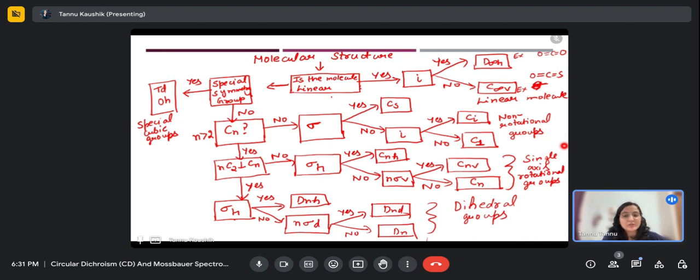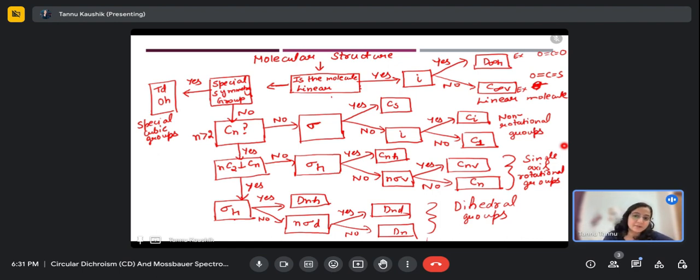And one thing we have to make sure of is that we don't have to look into the coordination geometry. We have to look into the symmetry. For example, octahedral symmetry and octahedral coordination geometry are different. A molecule might have an octahedral geometry, but it might not have this octahedral symmetry. So we have to be very careful about that.